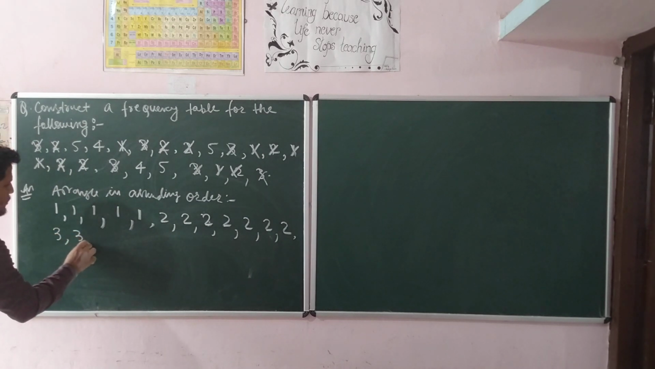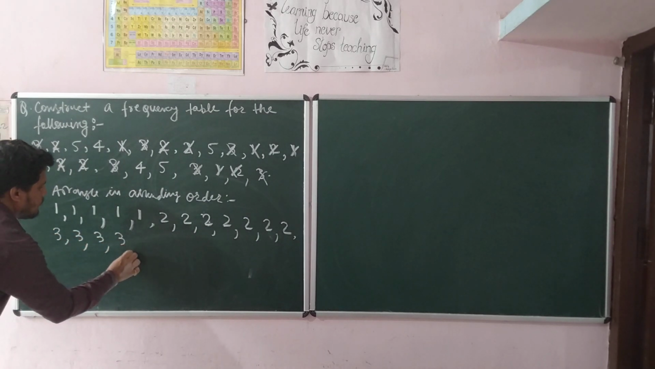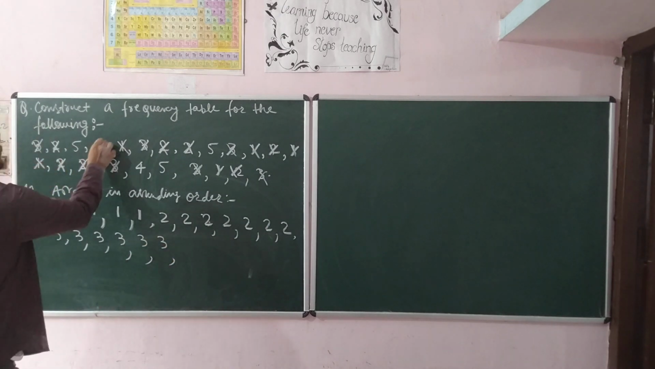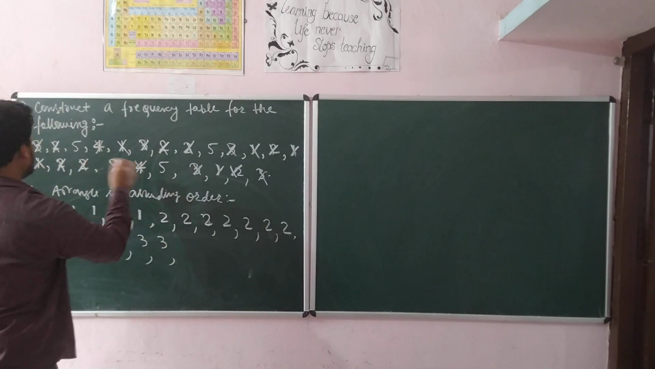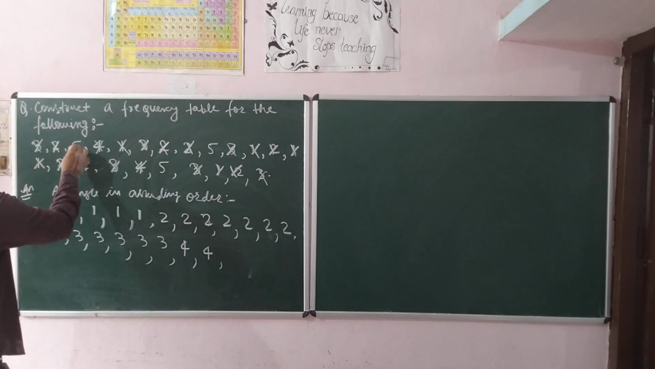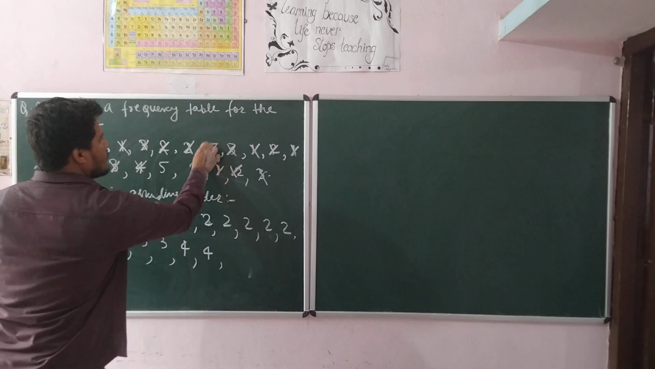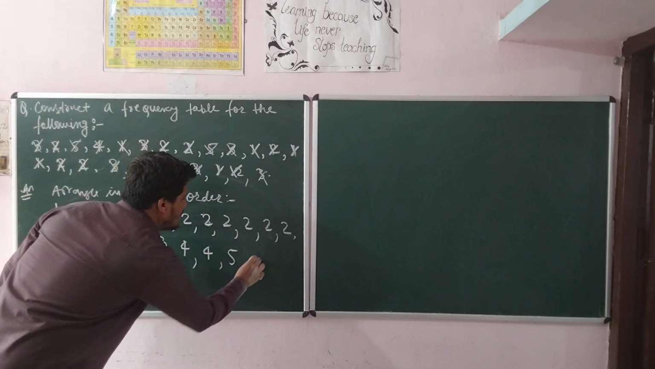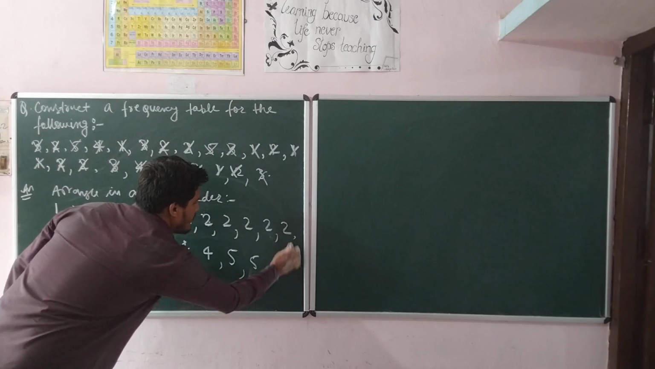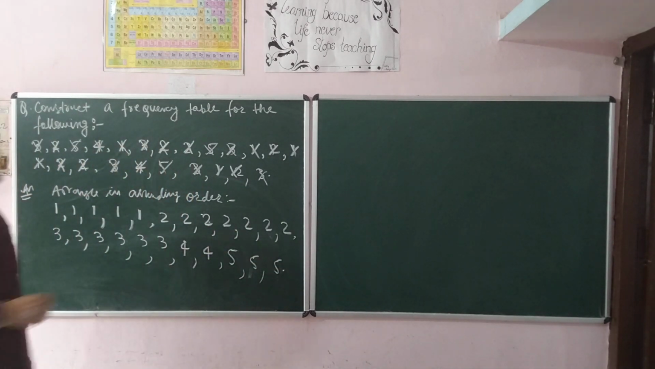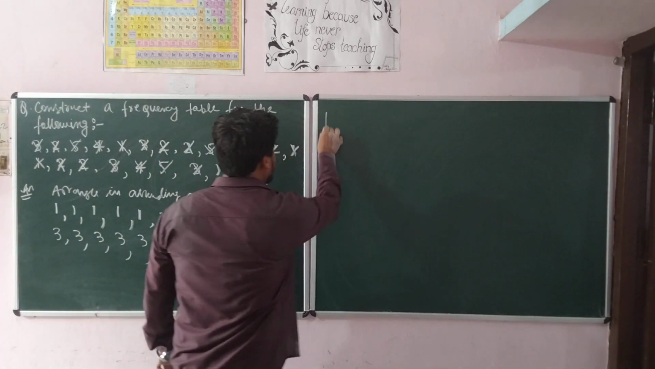1, 2, 3, 4, 5 and 6. And after that 4: only 1 and 2. After that 5: 1, 2, 3. Now I have to draw a frequency table.